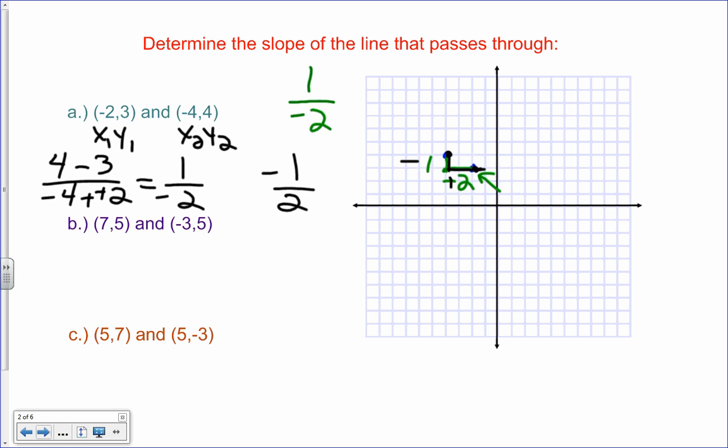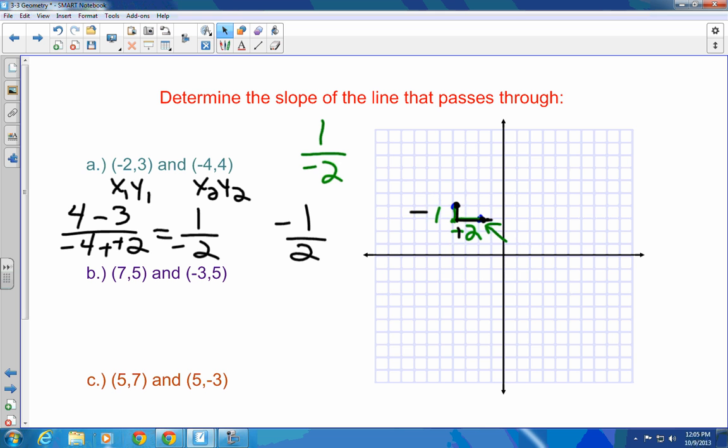So why don't you go ahead and do B and C right now. For those of you that are listening to the recording, actually pause the recording and don't just wait for the answers to pop up. All right, let's see what we got here.